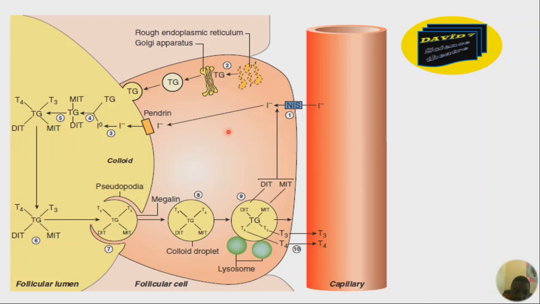Now this very cell synthesizes thyroglobulin, which is formed in the rough endoplasmic reticulum. This is a protein, so ribosomes are involved. It is formed, cleaved in the Golgi, and the formed protein Tg, thyroglobulin, goes to the apical surface. Pendrin pumps the iodide ions into the colloid.